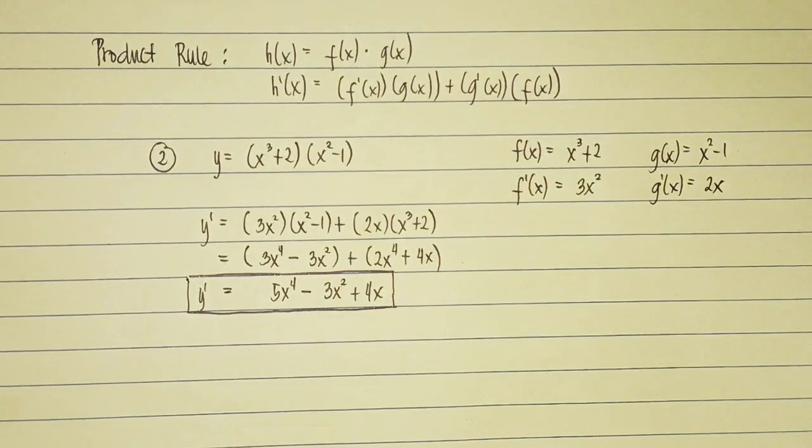Keep in mind, to use the product rule, identify the two functions being multiplied. Differentiate the first function and multiply it by the second, then differentiate the second function and multiply it by the first. Add these two products to obtain the derivative of the entire expression.